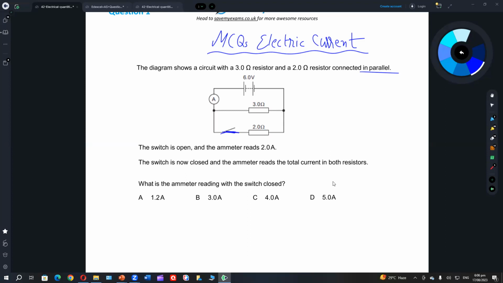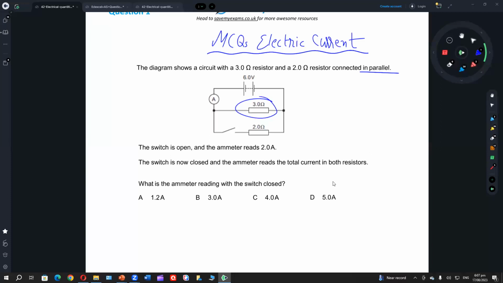The ammeter reads the total current in both resistors. What is the ammeter reading with the switch closed? When the switch was open, only one resistance was functional. So I can get the voltage this resistance was getting. He's asking me to find the ammeter reading. When only the 3 ohm resistor was live, the current was 2.